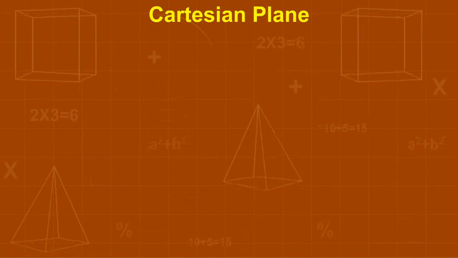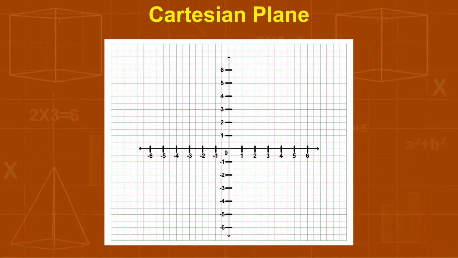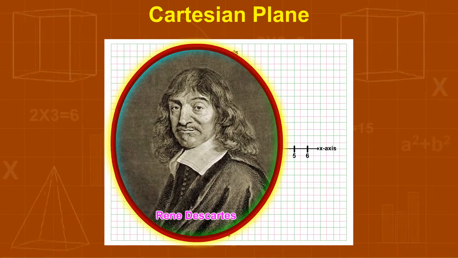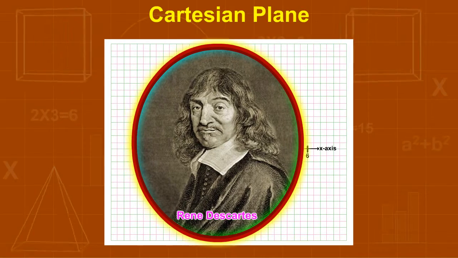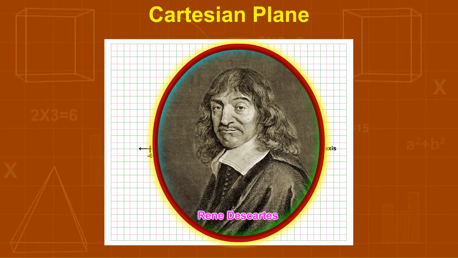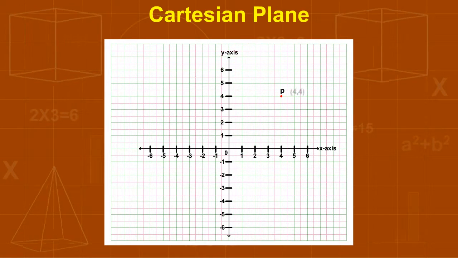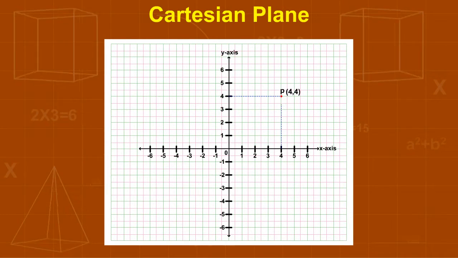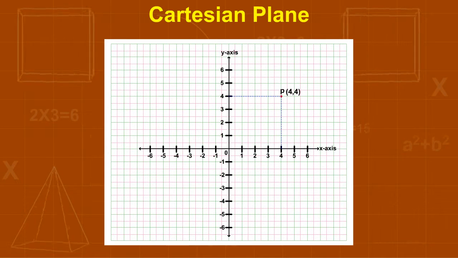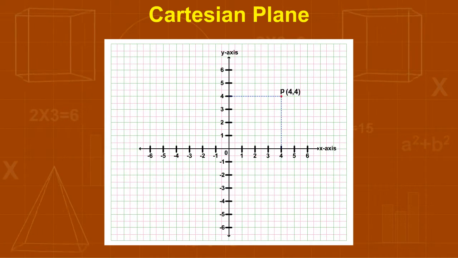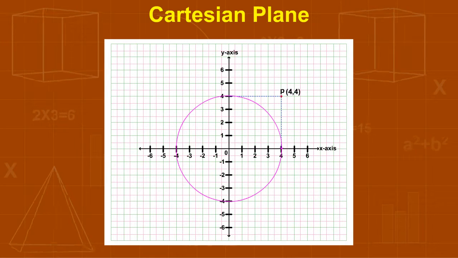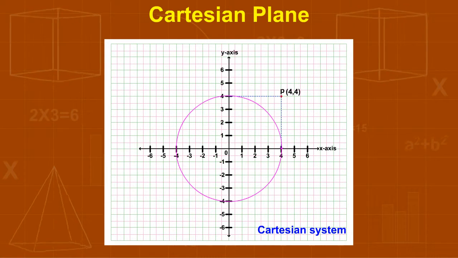Cartesian plane. The number plane is also called the Cartesian plane. In the 17th century, a French mathematician, René Descartes, invented a coordinate system of determining the position of a point in a two-dimensional plane by considering its distance from both the axes. This system came to be known as the Cartesian system.